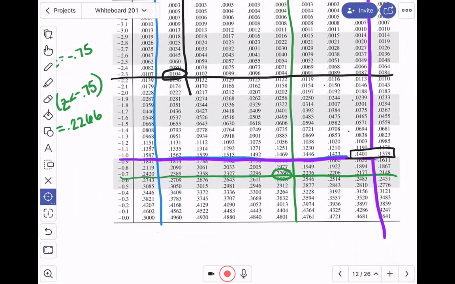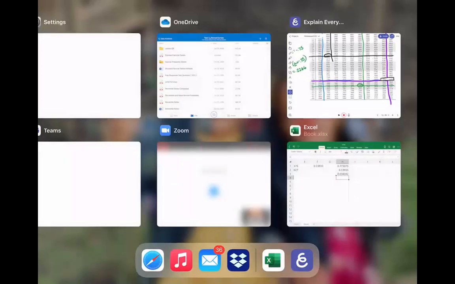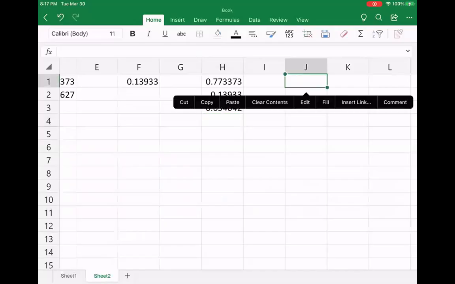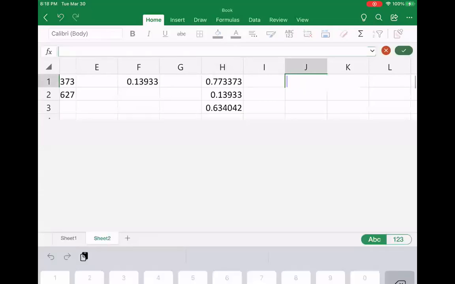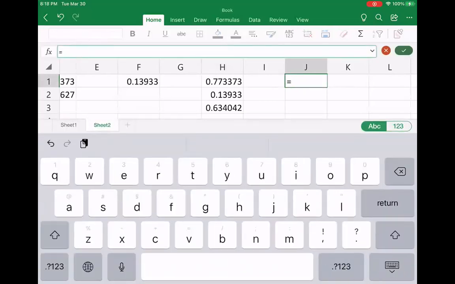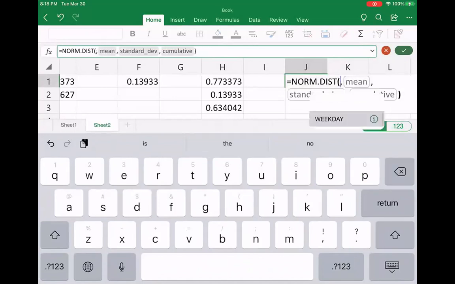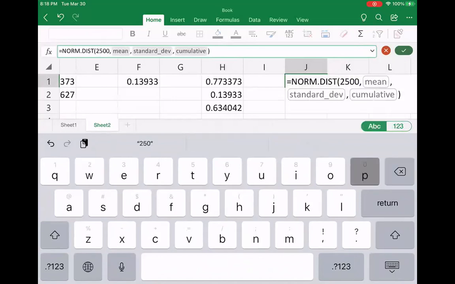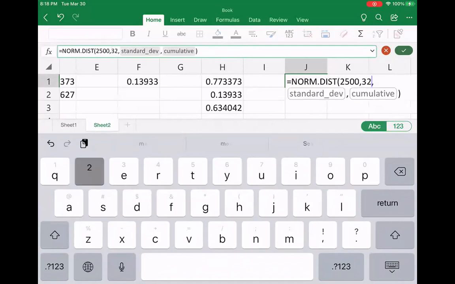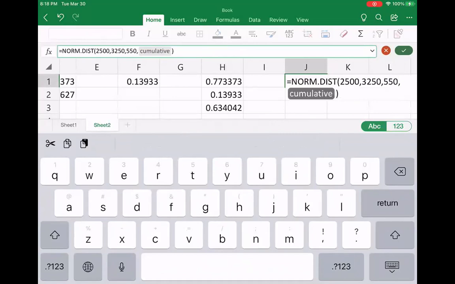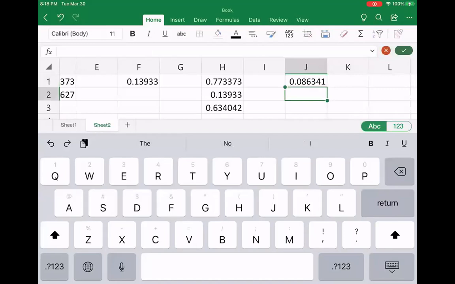If you did it in Excel, again, this is NORM.DIST. And on this one, we don't have to change anything because it's already calculating the left-hand side. NORM.DIST, they said 2,500. The mean was 3250, and the standard deviation was 550. And your cumulative is going to be set to true. Press that. We get 0.08634 again.